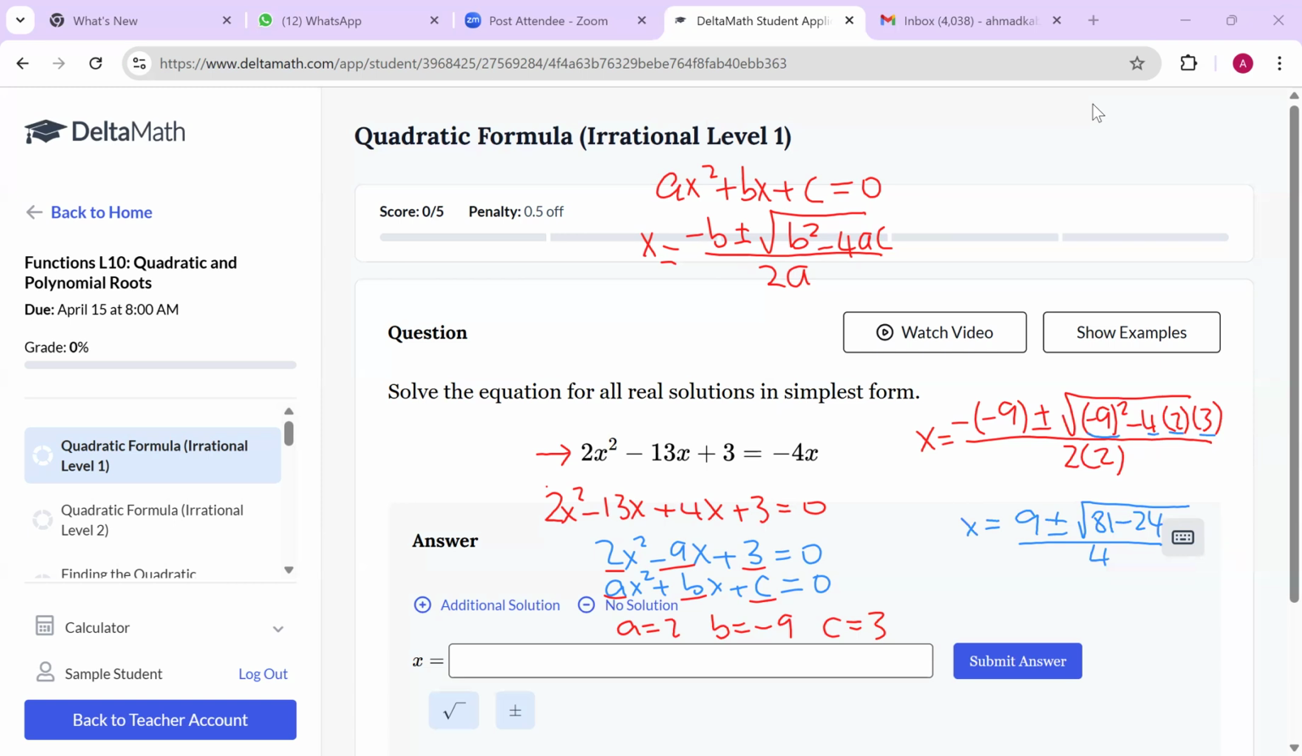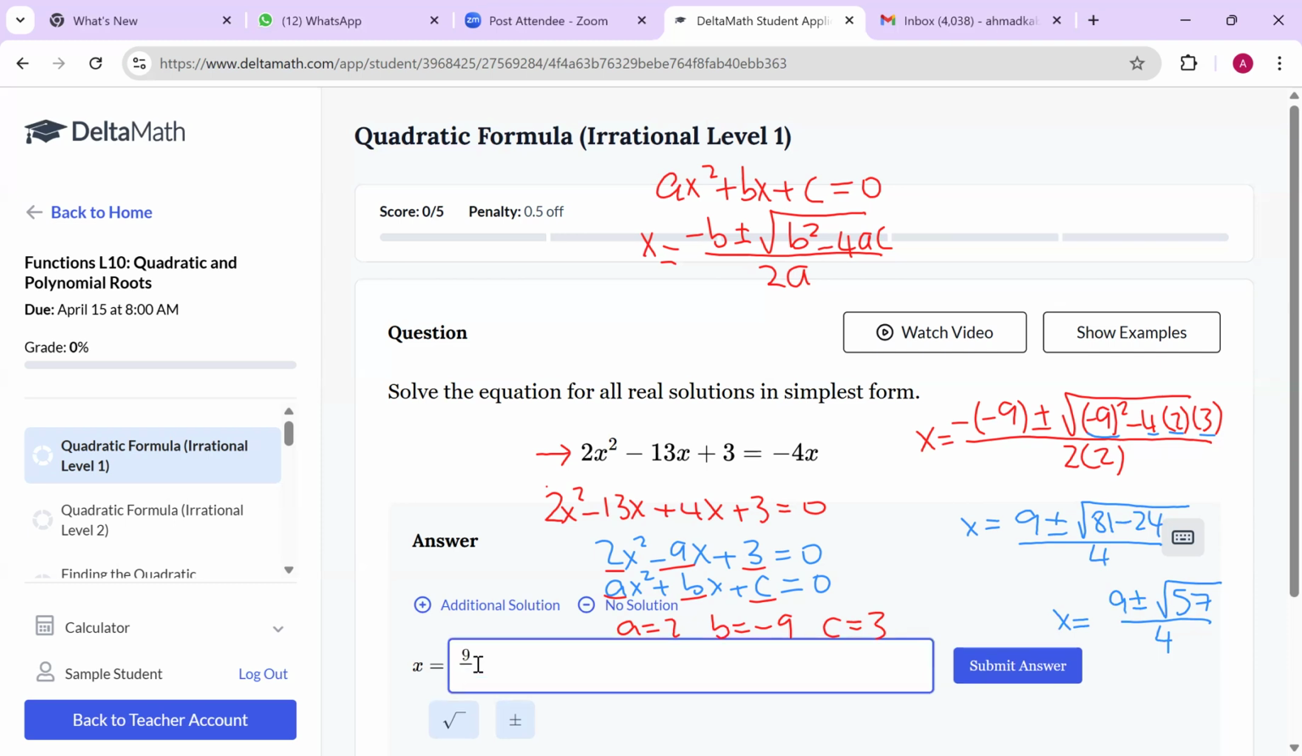Now 81 minus 24 gives us 57. So 9 plus minus root 57 over 4. This is the final answer. So 9, I'm just going to write over 4 here, and then I'll fix the numerator. So plus minus root of 57 over 4.